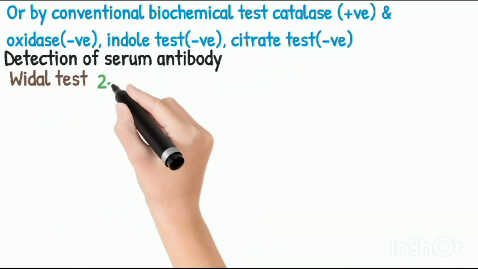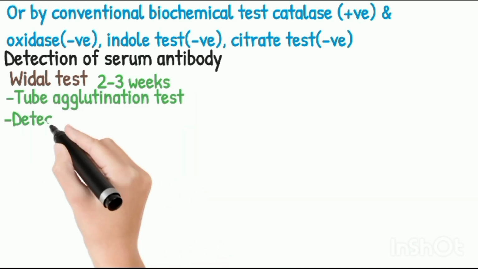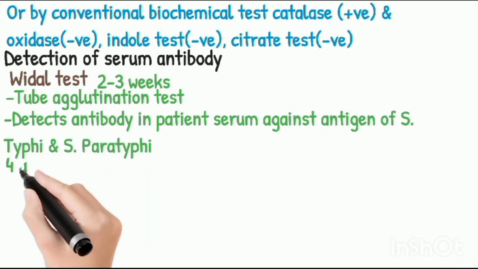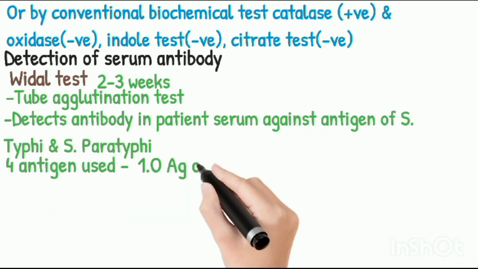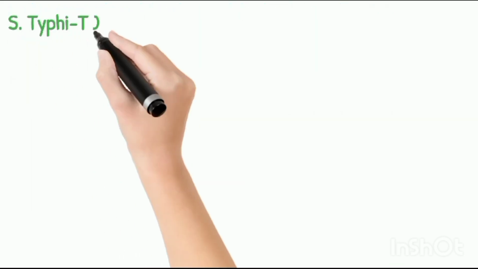Detection of serum antibody by Widal test in 2 to 3 weeks of illness. The tube agglutination test is used. It detects antibody in patient serum against antigens of S. typhi and Salmonella paratyphi. Four antigens are used: O and H antigen of typhi, and H antigen of para A and para B.